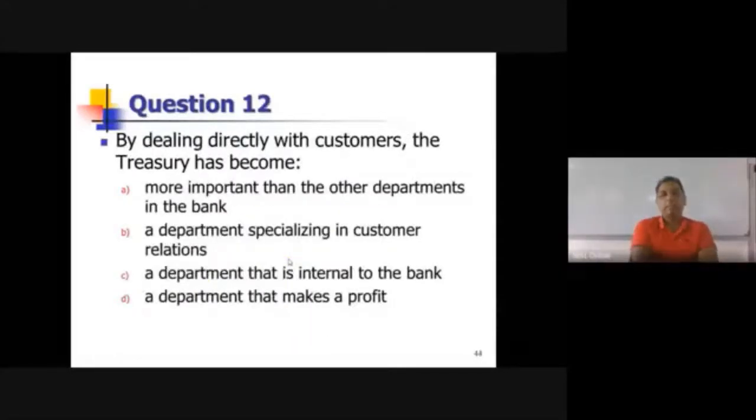By dealing directly with customers, Treasury has become more important than the other departments of the bank. Is it a department specialized in customer relations, a department that is internal to the bank, or a department that makes profits? Which one is it? Any guesses? This feeds in a little bit from question number 11 that I just did.